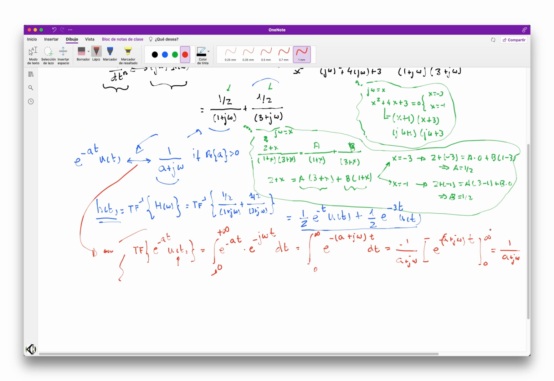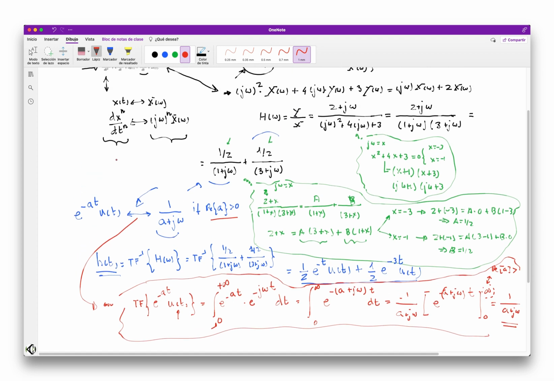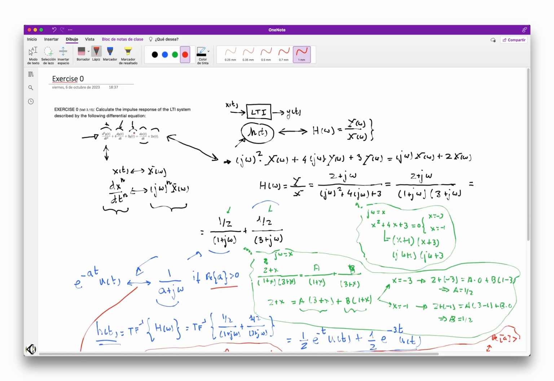And this, if you calculate it, is exactly 1 divided by a plus j omega, with the only consideration that at infinity the exponential e to the minus (a plus j omega) t goes to 0 only if the real part of a is positive. Only in this case is the result this. So, a brief summary of how to do the Fourier transform of this exponential that has allowed us to calculate h of t, the impulse response of the input-output relationship given by this differential equation.